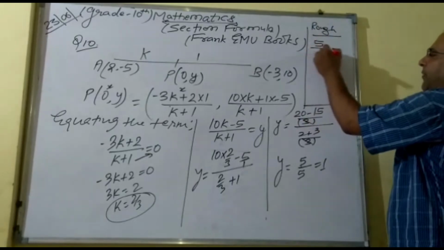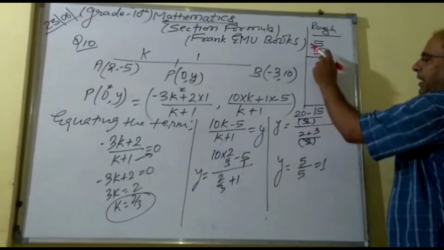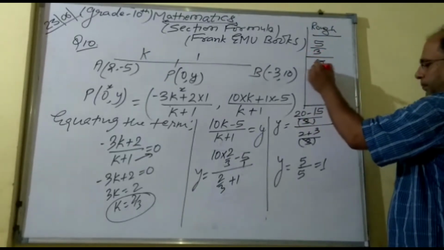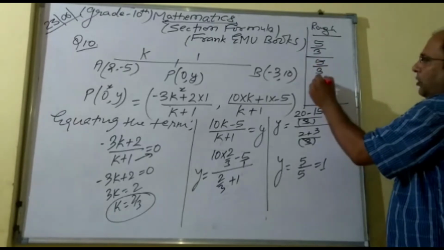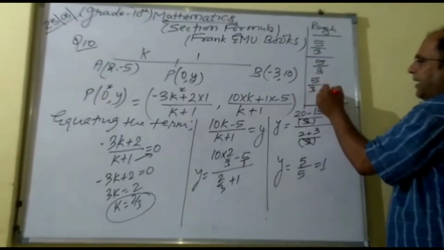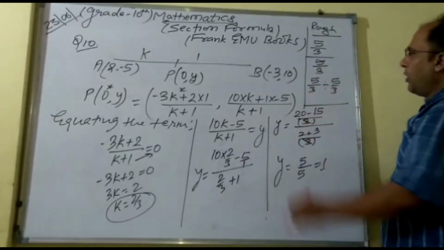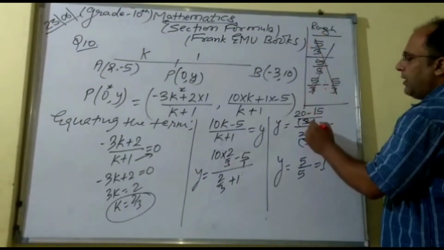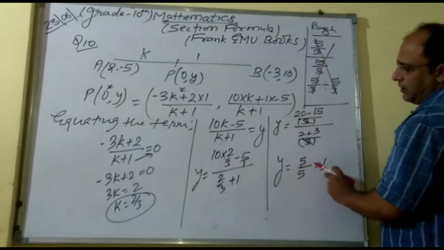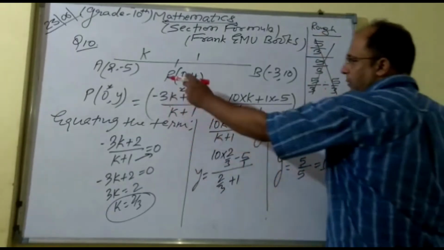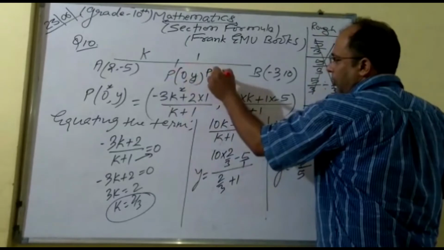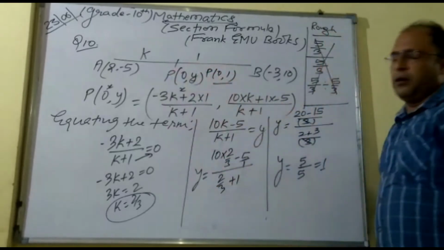Look, it is exactly 5 by 3. It is the main division line, that is 5 by 3, right? So you know 5 by 3 divided by 5 by 3. Now you know how I just cancel. So no need to show this working, nothing. Directly you can cancel, you will get the answer. Y equal to 1. That means this point is P(0, 1).